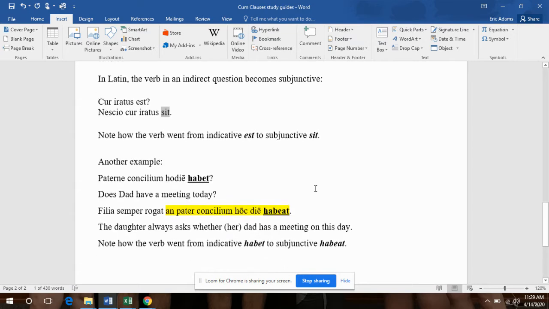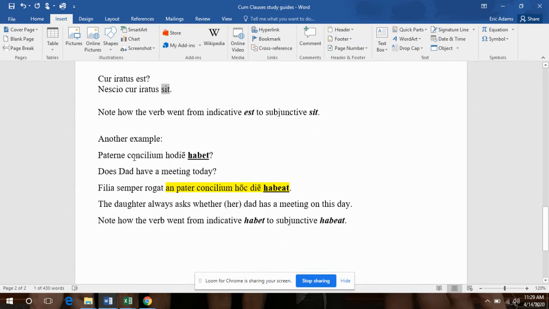Another example I can now give to you. It says, paterne concilium hodie habet. So the question would be, as we are in the midst of this coronavirus pandemic shutdown very often, parents, both mothers and fathers, have meetings that they must attend. And so a daughter asks a question. I am indeed putting in a little bit of my personal experience. Does Dad have a meeting today? It's asking directly. Habet, indicative.